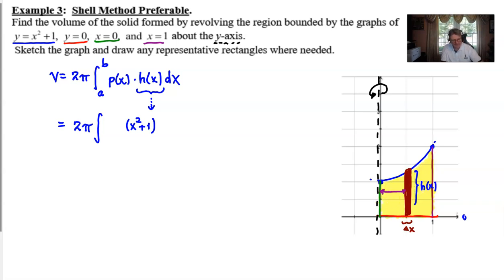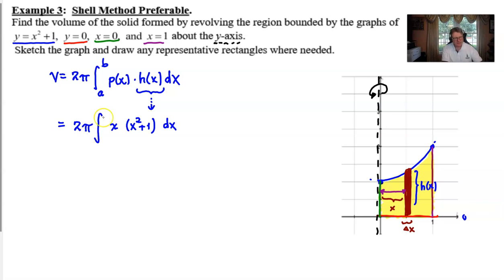Every single time that you have a y-axis serving as the axis of rotation, the p of x will be x 100% of the time. And so all we have to do is plop an x in there. Right? Be nice if we put the dx here because it does have meaning. It's not like it's going to have a big role, but it should be there.